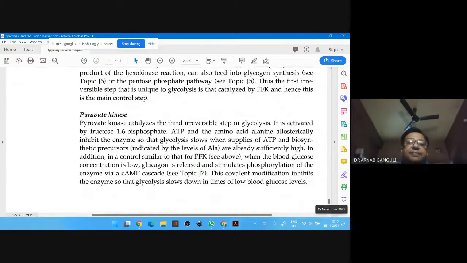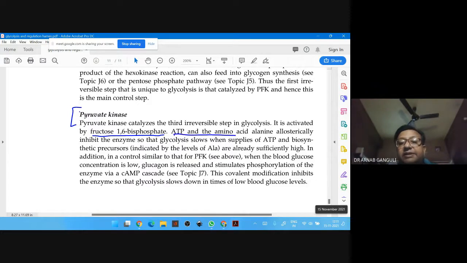Next, the last step, pyruvate kinase. It is activated by fructose 1,6 bisphosphate. A high amount of fructose bisphosphate means that this has to be removed. So pyruvate kinase is activated by fructose 1,6 bisphosphate, an intermediate which we have talked about just now.